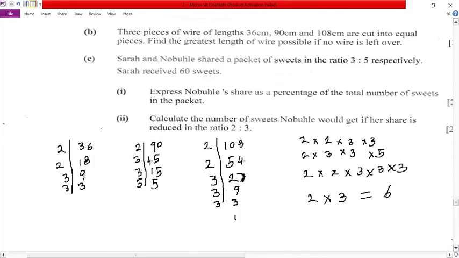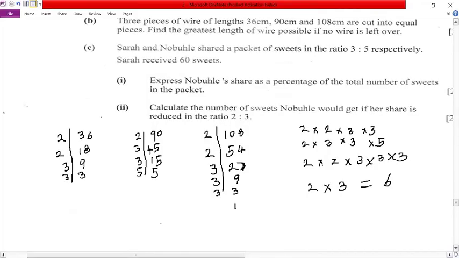Then part C: Sarah and Nobuhle shared packets of sweets in the ratio 3:5. Sarah received 60 sweets. Express Nobuhle's share as a percentage of the total number of sweets. So they are sharing in the ratio of 3:5. But already we know that Sarah received 60. Then we want to find the value for Nobuhle. So it's going to be more.